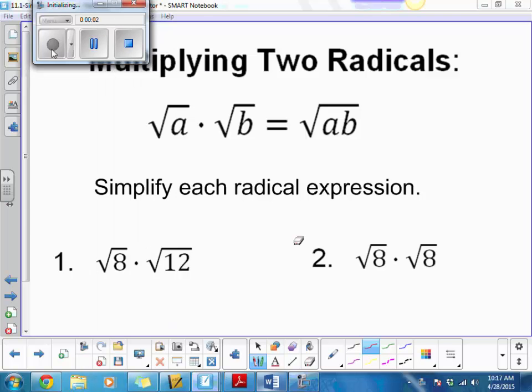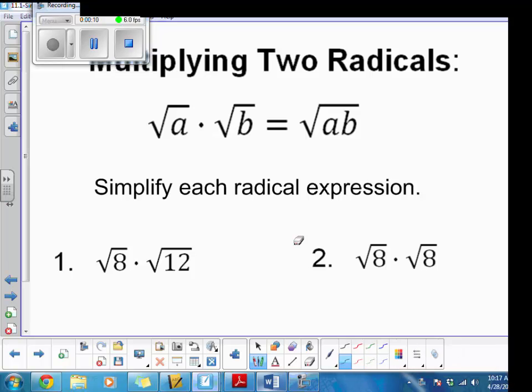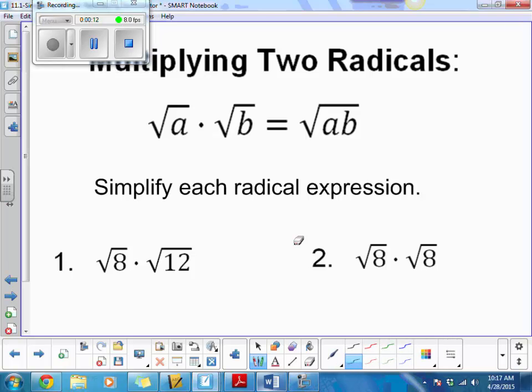All right, so this is just a short video on how to simplify radicals. The first thing that we're going to do is start off with multiplying radicals. I know that the square root of a times the square root of b is the same thing as the square root of a times b. So another example of that would be the square root of 5 times the square root of 2 is the same thing as the square root of 10. That's what that means, okay?